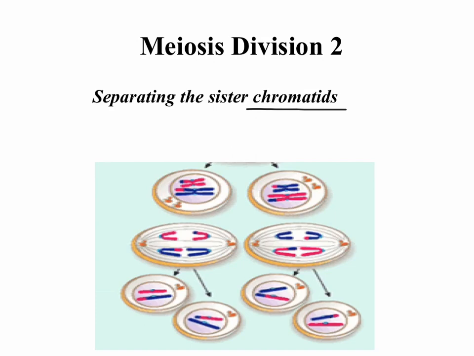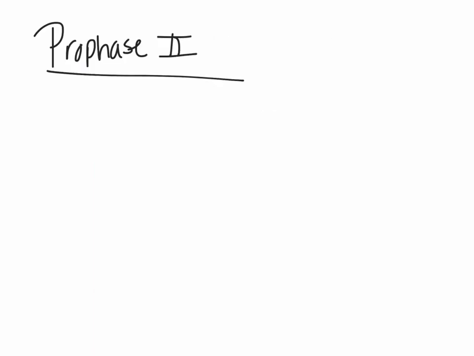Once the cell is finished with interkinesis, both daughter cells enter into meiosis II. During this second round of division, the cells will focus on separating out the sister chromatids into separate cells. Prophase II is the first step of meiosis II. During this stage, both daughter cells will be doing the same things.